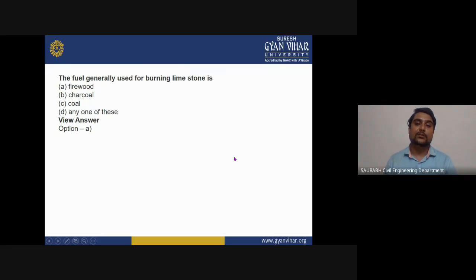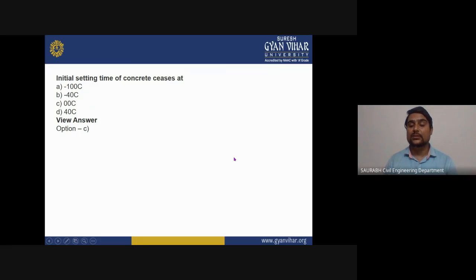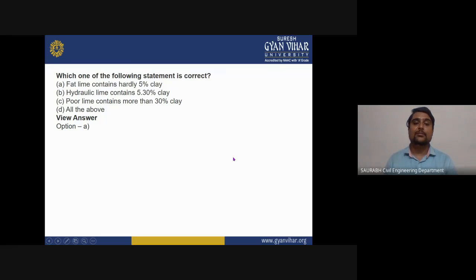Come on to the next question. The fuel generally used for burning limestone: first one is firewood, charcoal, coal, and any of these. Here the right answer will be A. Come on to the next question. The initial setting time of concrete ceases at what? The right answer here will be C, 0 degrees Celsius.